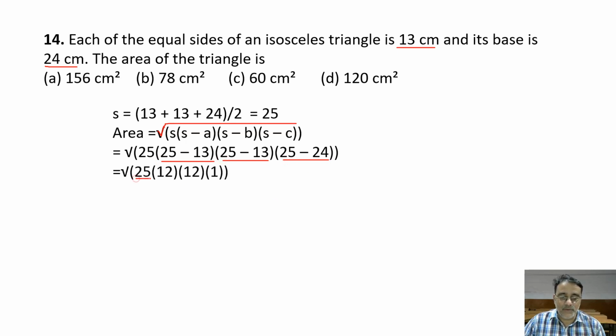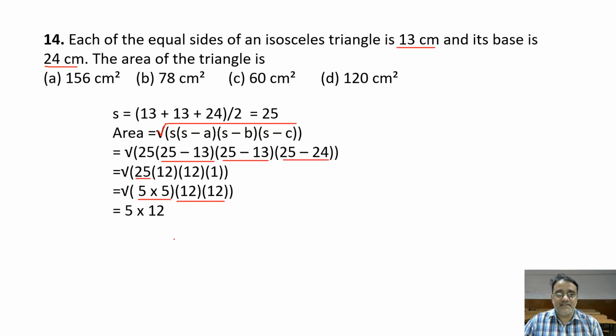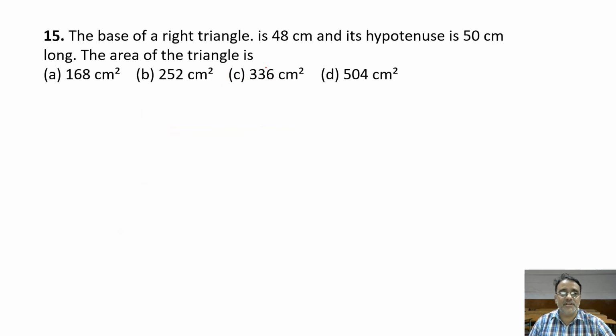So 25 we can write as 5 into 5, and the two 12s are already there, so both are in pairs now. So if we apply the square root we will get 5 into 12. So what is the final answer? 60 centimeter square, and the final option is C. Right. So now we are moving toward question number 15.